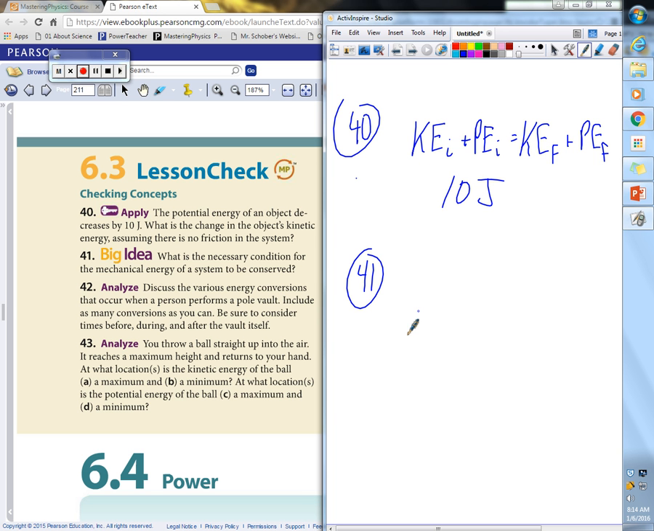And just like we saw in number 40, the total amount of potential energy lost has to equal the total amount of kinetic energy gained. So we'll simply put there no friction.